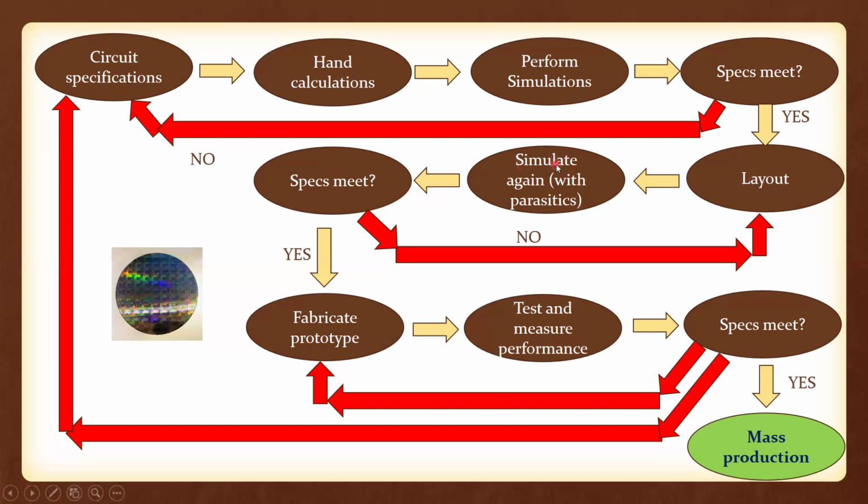Then you simulate the circuit again, this time with the parasitics extraction, because you have unwanted parasitics such as resistances and capacitances that can degrade the performance of your circuit. And then you meet the specification. You ask this question again: is your circuit performing as intended, like the initial specifications? If the answer is yes, you are ready to move to the next step, that is fabricating a prototype.